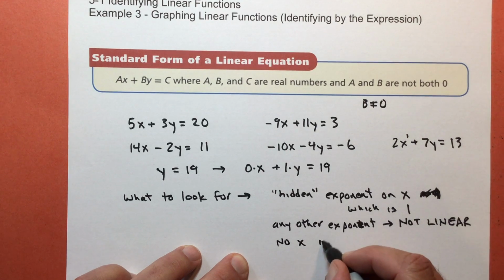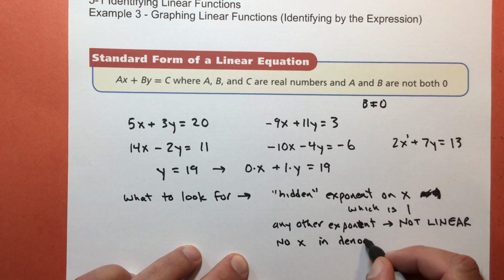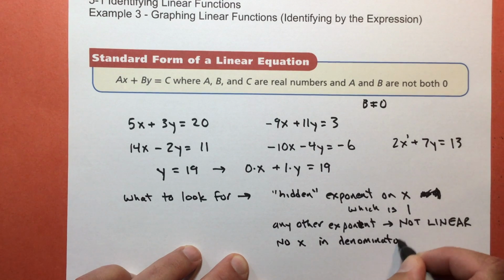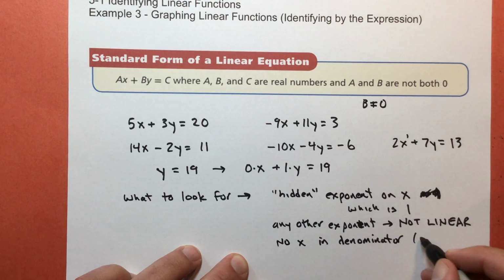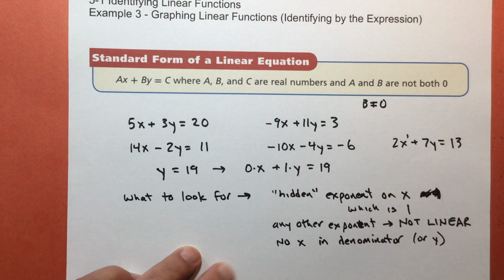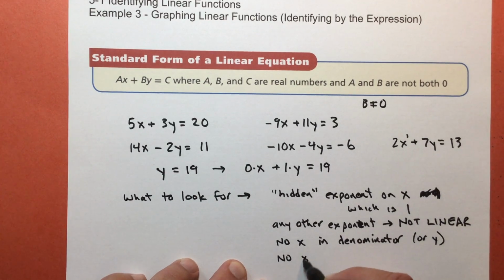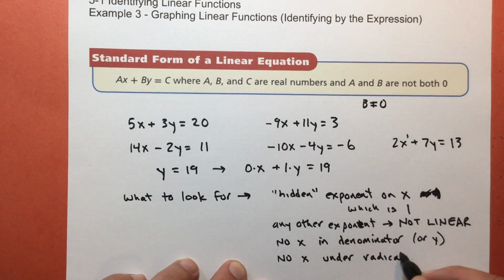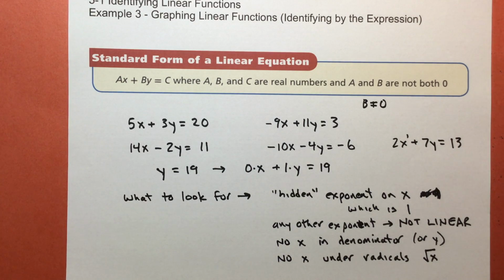No x in the denominator. And actually, I don't know if you're going to see it, but also it's true, no y's in the denominator either. You can have denominators, you can have fractions, just you can't put x there. And also no x under radicals. The only radical that you guys know so far is the square root. There are others that'll show up later, but you don't have to worry about that. That's in Algebra 2. Okay?